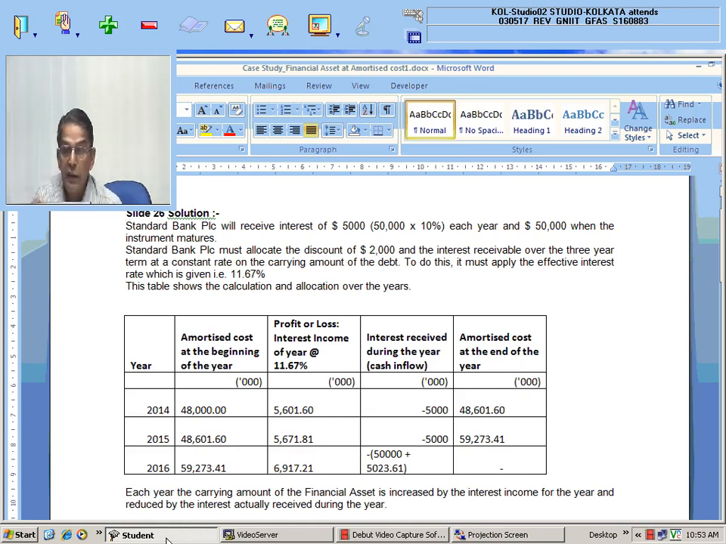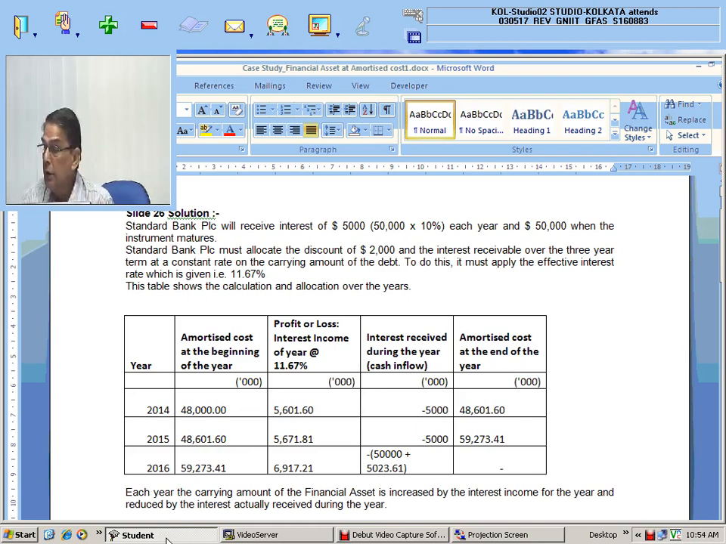So you have to use the effective interest rate. You have to take the amortized cost at the beginning of each reporting period and apply the effective interest rate for calculating the interest income on the amortized cost and how much interest is received during the year. So after adjusting with the interest received during the year, that's cash inflow, you will get the amortized cost at the end of the year. This is the way the amortized cost is calculated, and subsequent measurement is made. Is this clear to everyone?